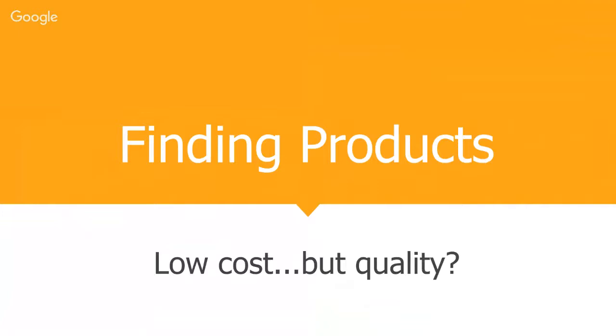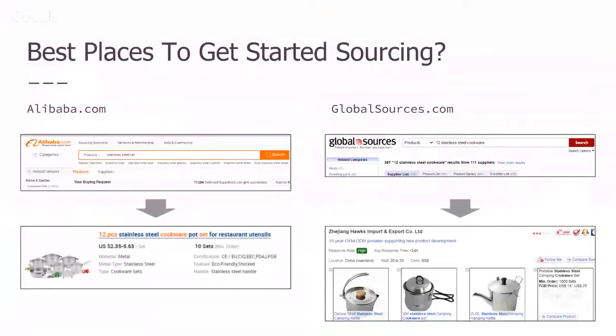Finding products, low cost, but of quality. So two places to get started. Obviously, everyone's favorite is Alibaba.com, very popular site. Obviously, it is also full of crap, pardon the French. There are a lot of middlemen. There's actually more middlemen than actual factories on Alibaba.